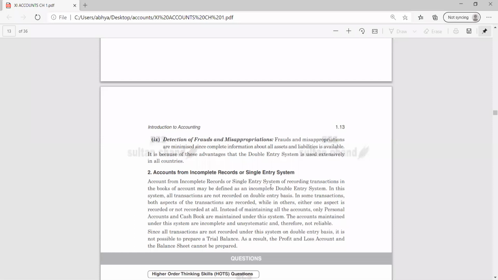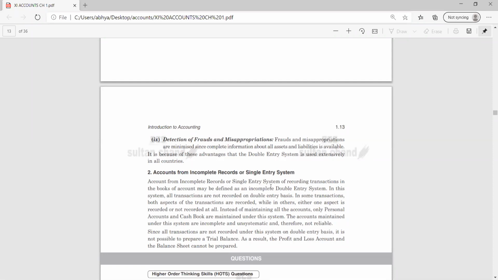The single entry system is adopted basically by those businessmen whose main business is in cash. Maximum business transactions are in cash, and only a few transactions are done on credit. So they maintain the cash account and the personal accounts. Personal accounts means the accounts of the debtors and the creditors. They are not doing journal entries. Only a few entries they can pass, but they do not maintain the complete record. So the single entry system is a system in which sometimes both aspects are recorded, sometimes only one aspect is recorded, and sometimes even no aspect is recorded.